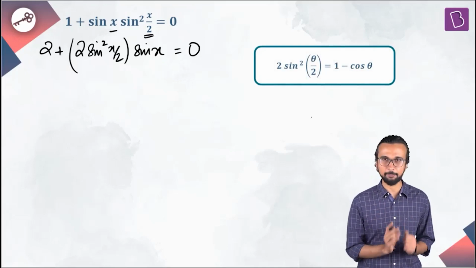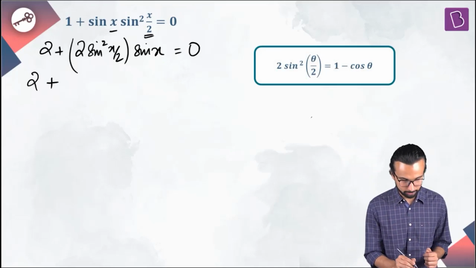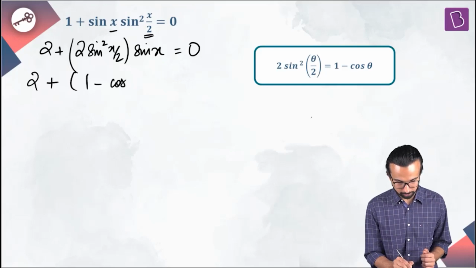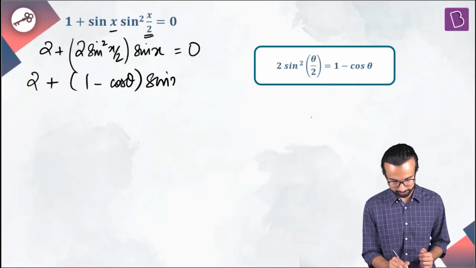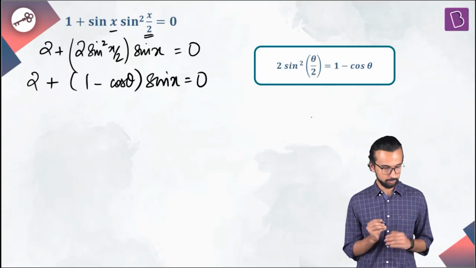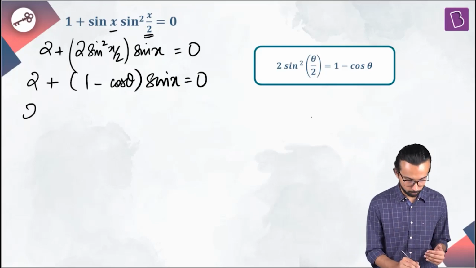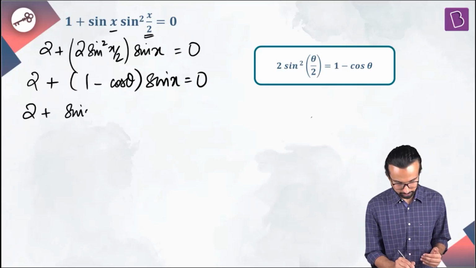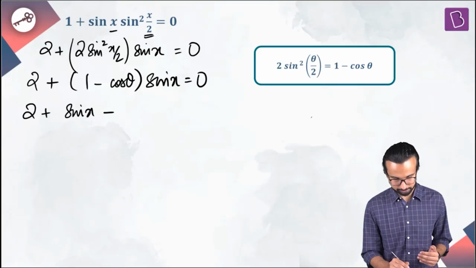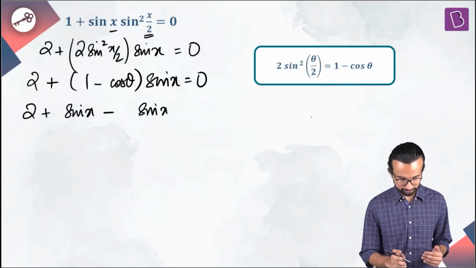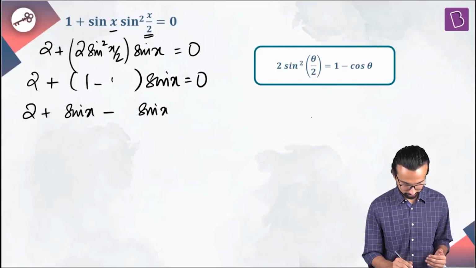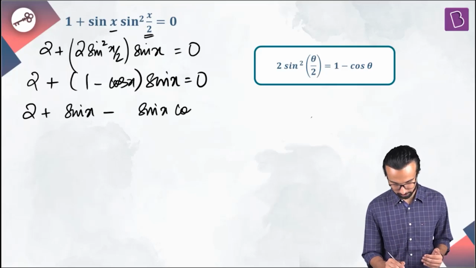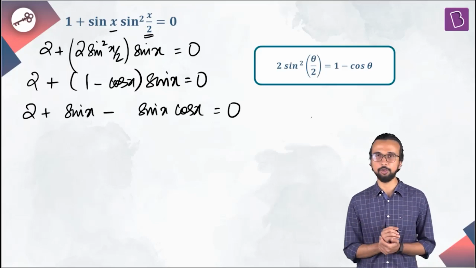So that same thing I'll apply in the next step. So I get 2 plus (1 minus cos x) into sin x equal to 0. Alright, I'll rewrite that as 2 plus sin x minus sin x into cos x equal to 0.